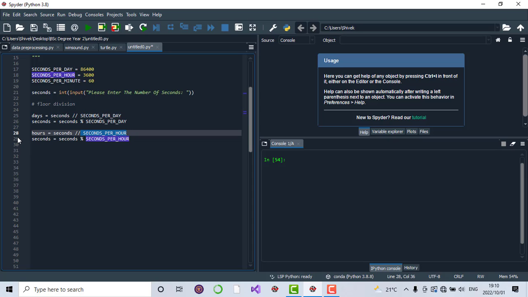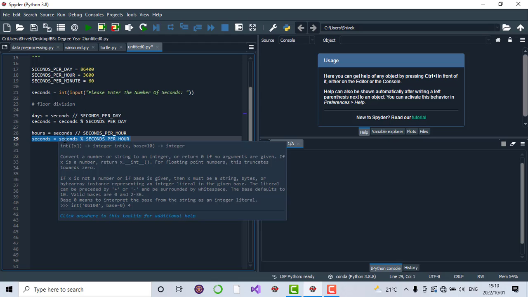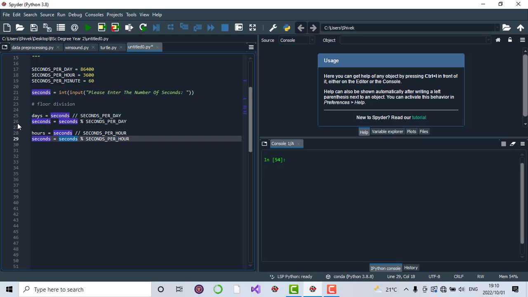Then we are setting that seconds variable equal to seconds. This seconds here is coming from this, all right? And we are modding for seconds per hour, which means we're going to get the remainder now. Remainder seconds after dividing by the number of hours.